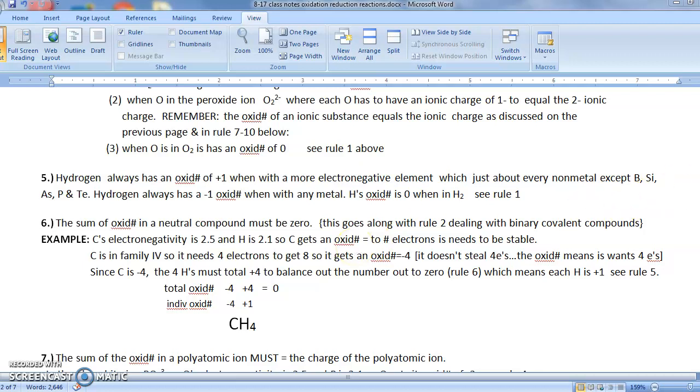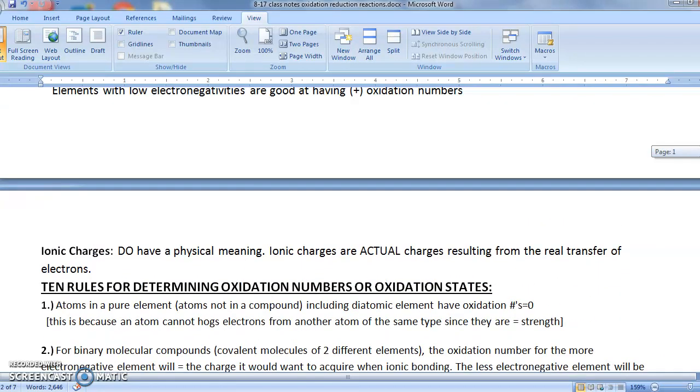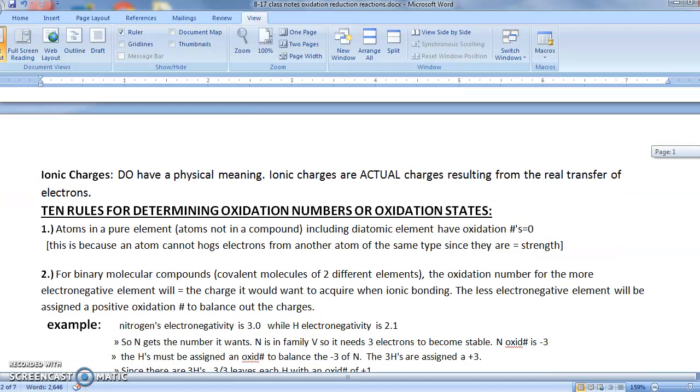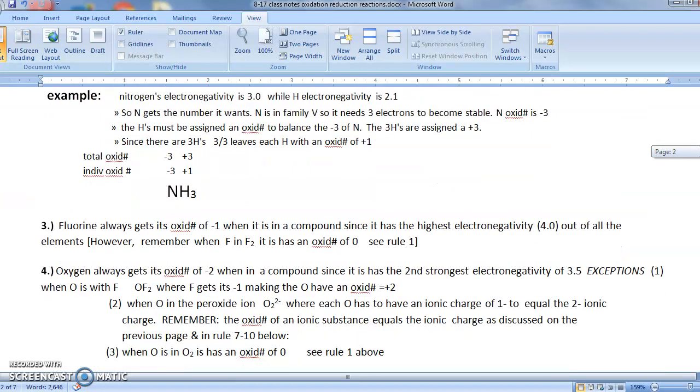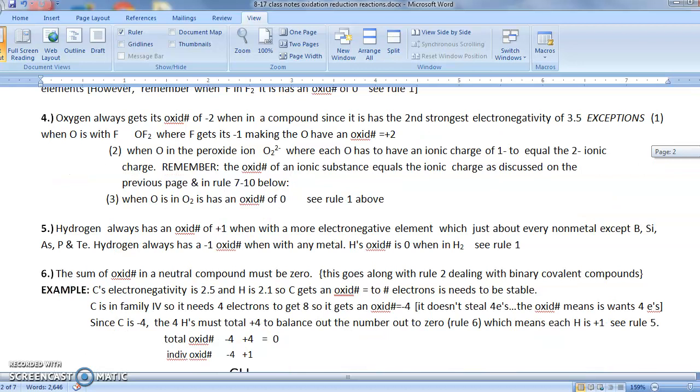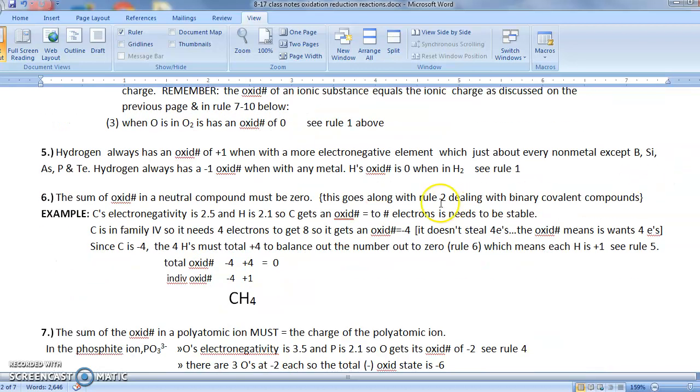When we last left off, we were taking a look at the 10 rules for determining oxidation numbers, or oxidation states, and we're on rule number 5. Hydrogen, as we had said, will always have an oxidation number of +1 when it is with a more electronegative element, when there's an element stronger than it. Most of the nonmetals are stronger than hydrogen. So when hydrogen is with most nonmetals, it will be a +1.